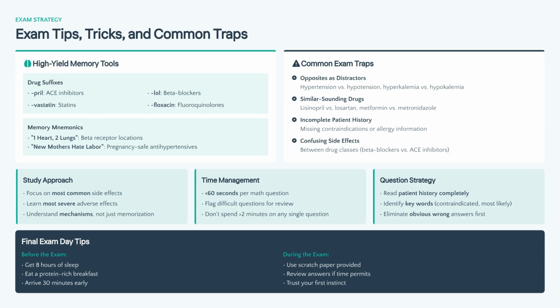Use drug suffixes and mnemonics like "new mothers hate labor" to recall high-yield information. Be mindful of common exam traps like similar-sounding drugs and distractors that use opposite conditions. Read patient history completely and eliminate obvious wrong answers first.